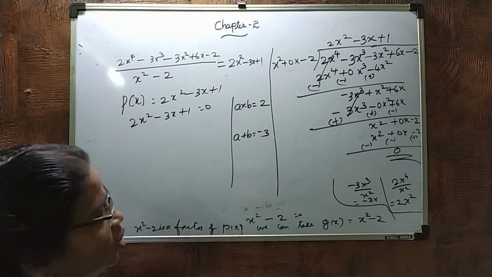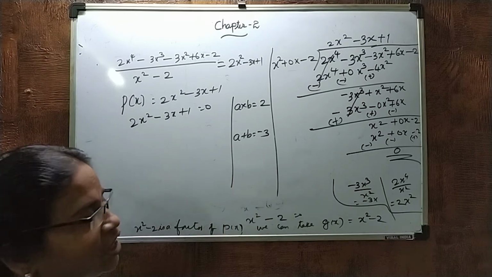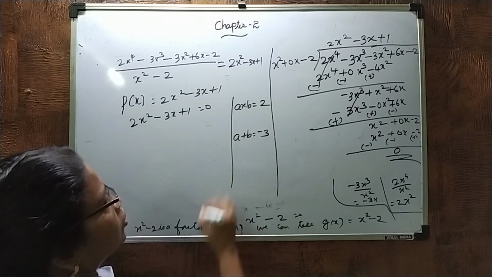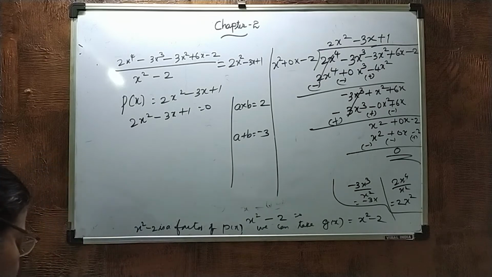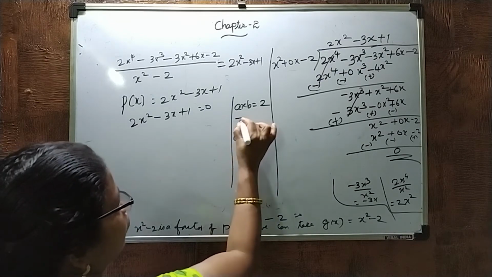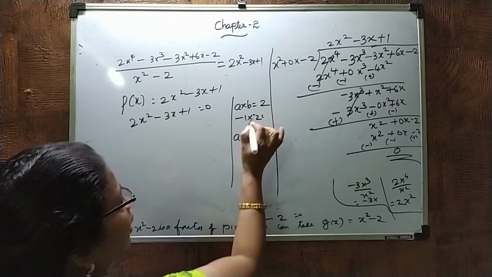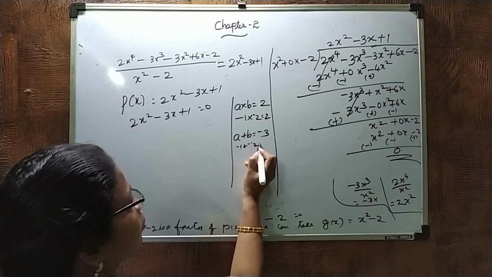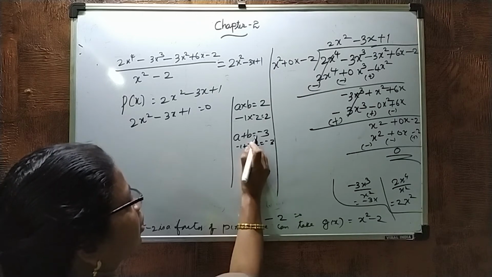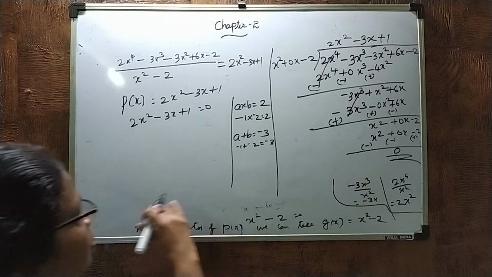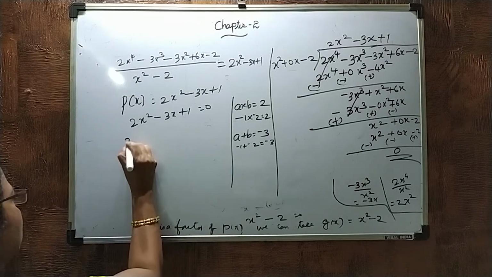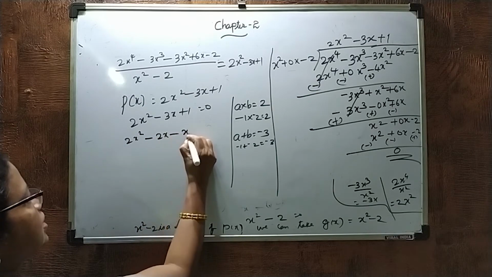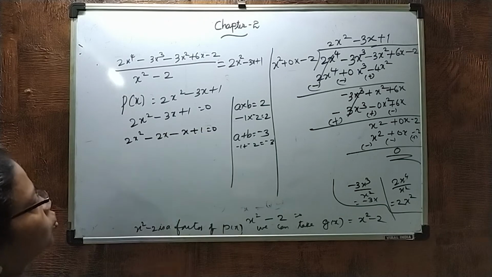So what are the things you have to do now? When you add, you have to get the answer negative 3. When you multiply, you have to get the answer 2 itself. So which one do you have to take then? Negative 1 into negative 2, negative into negative, positive, 1 into 2 is 2. Then negative 1 plus negative 2, you will get negative 3. So the same thing you have to apply here. It will be 2x^2 - 2x - x + 1 equal to 0.